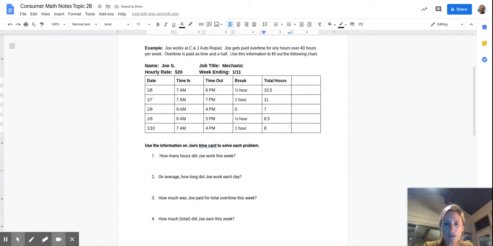Okay, so let's use this information from the time card to solve each problem. How many hours did Joe work this week? So I'm going to add up 10.5, and I'm going to add 11. I'm going to add 7. I'm going to add 8.5, and I'm going to add 8. And when I add all that up, you're more than welcome to use your phone if you don't want to do it all by hand.